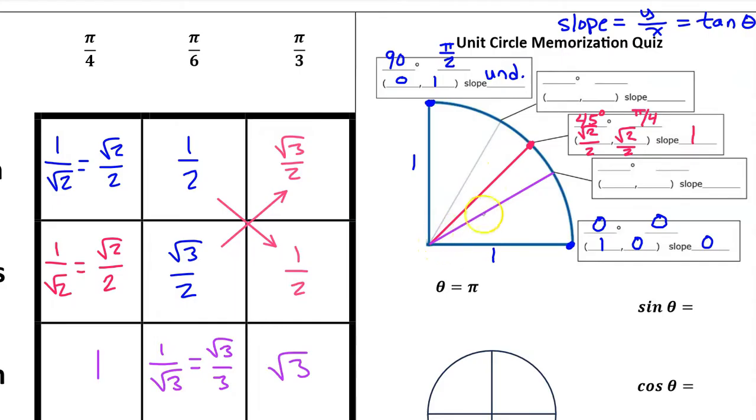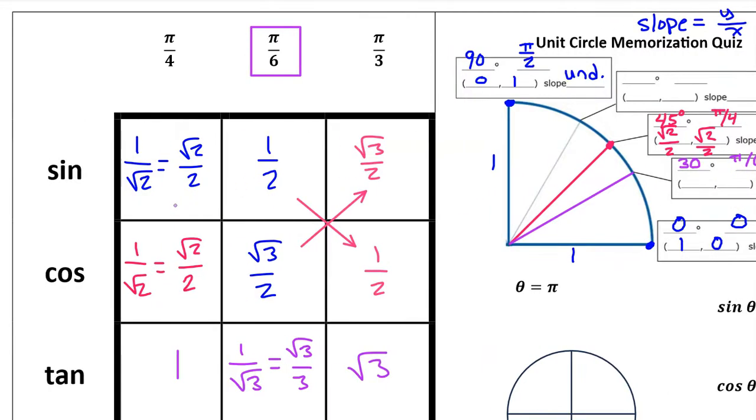Now let's do the smallest special angle. The smallest special angle is pi over 6. And this is what we used to call 30 degrees. So 30 degrees, pi over 6 radians. The coordinates, as always, on the unit circle, are cosine theta, comma, sine theta. So we need the cosine of pi over 6, comma, the sine of pi over 6.